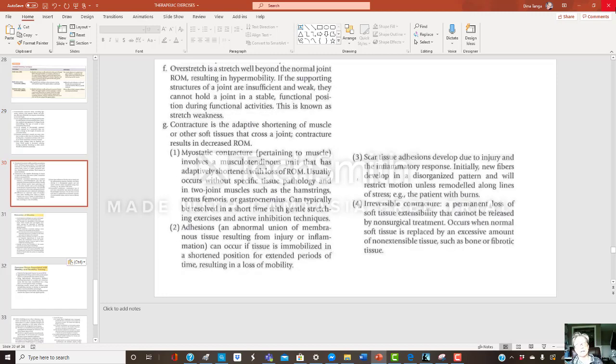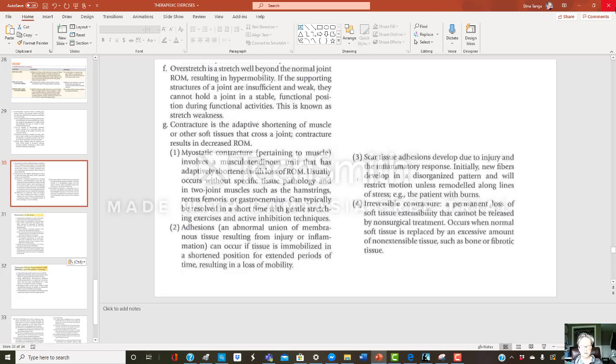Overstretch is a stretch well beyond the normal joint range of motion, resulting in hypermobility. If the supporting structures of a joint are insufficient and weak, they cannot hold a joint in a stable functional position during functional activities. This is known as stretch weakness. Contracture is an adaptive shortening of muscle or other soft tissues that cross a joint. Contracture results in decreased range of motion.